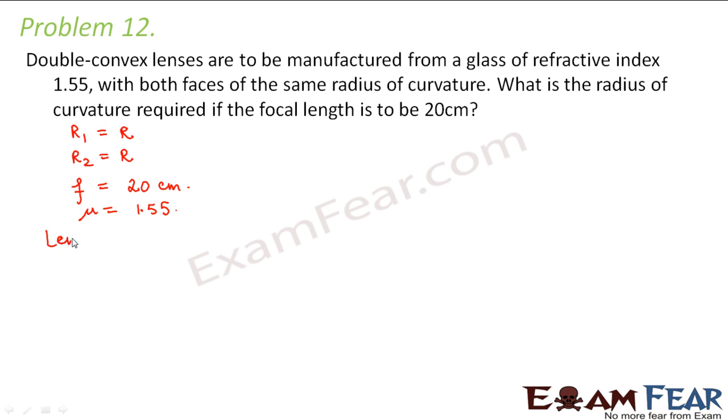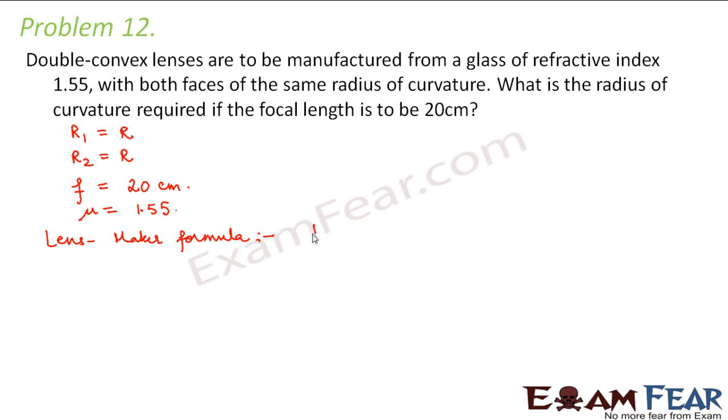In this case, we will apply the lens maker formula. Why is this formula known as lens maker formula? Because this formula actually tells us how the lens is made. It talks about the radii of curvature of the surfaces which make the lens. That is why it is called lens maker formula.